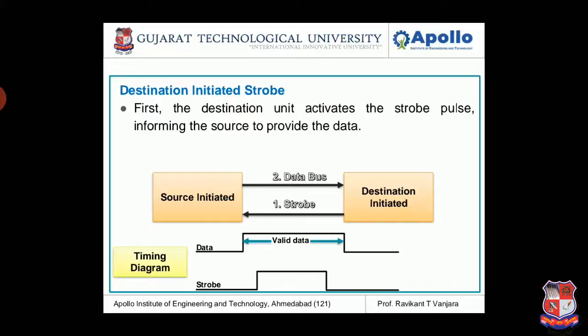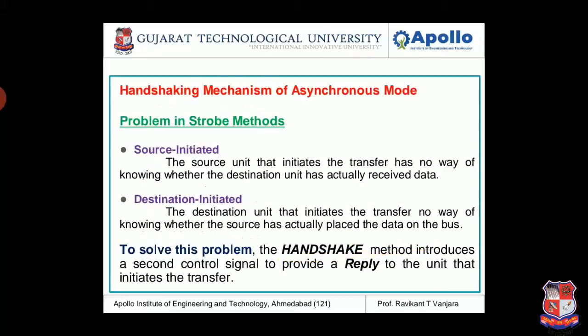In order to solve the problem of the stop control mechanism, we use a second method, that is the handshaking mechanism of asynchronous mode. The problem is stated here: in source initiated stop control, the source unit that initiates the transfer has no way of knowing whether the destination unit has actually received the data or not. And in destination initiated, the destination unit that initiates the transfer has no way of knowing whether the source has actually placed the data on the data bus.